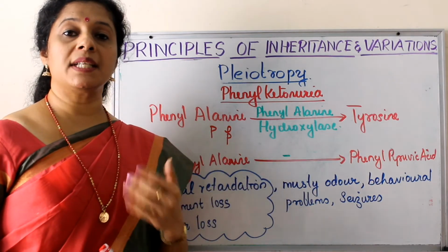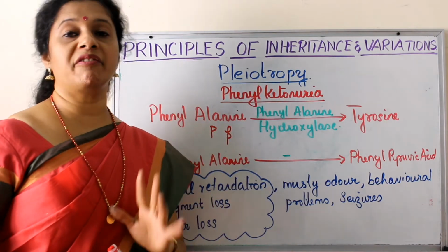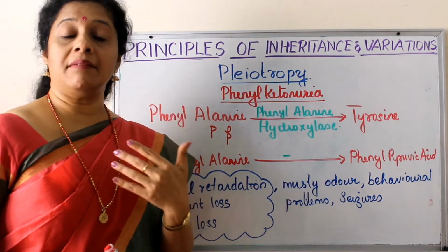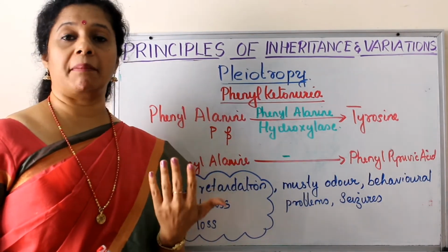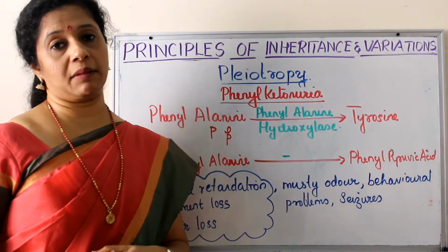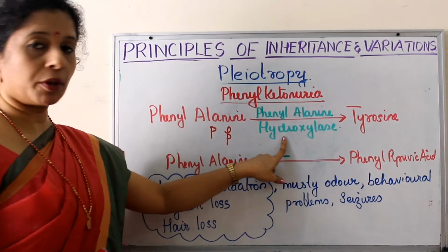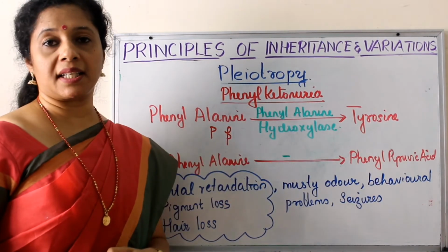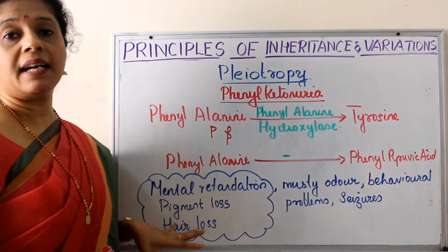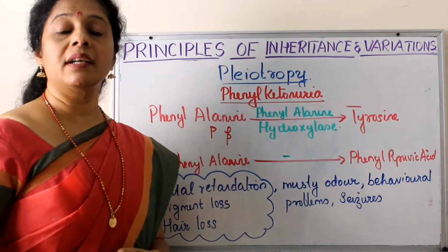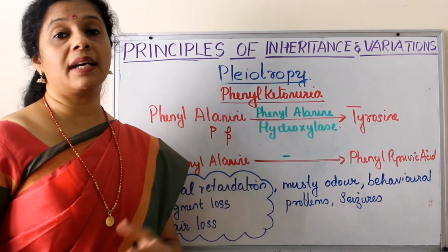Tyrosine is an amino acid which is responsible for pigmentation. So if tyrosine is not produced, loss of pigmentation will be there, and the skin will be without color, meaning very pale skin and white hair, no pigment, and also a lot of hair fall, because these are the effects of tyrosine. So if one enzyme is not produced by this gene, multiple effects are there. Which are the effects? Mental retardation, pigment loss, hair loss. These are the direct effects of this metabolic disorder. So one metabolic pathway is getting disturbed, which will produce more than one effect.